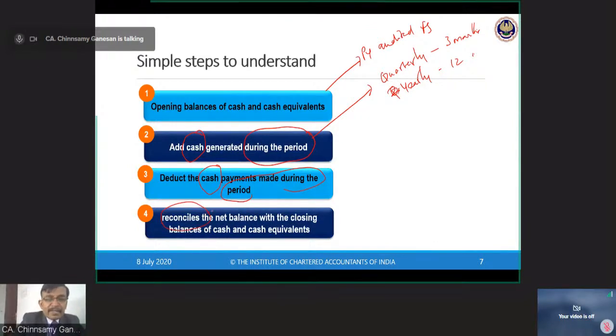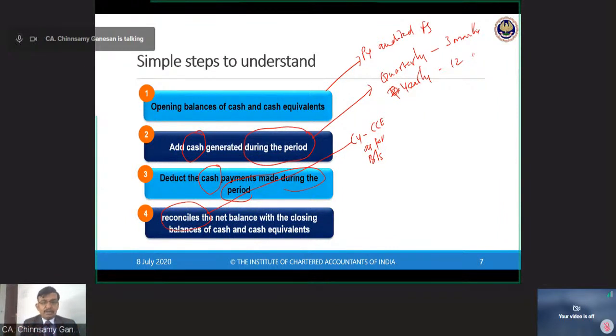with the current year cash and cash equivalent as per the balance sheet. In the balance sheet, you will have cash and cash equivalent. It should match. In fact, when we see the structure of the statement of cash flow, one of the disclosure requirements is that you have to show the components of cash and cash equivalent and how it is reconciled with the balance sheet.